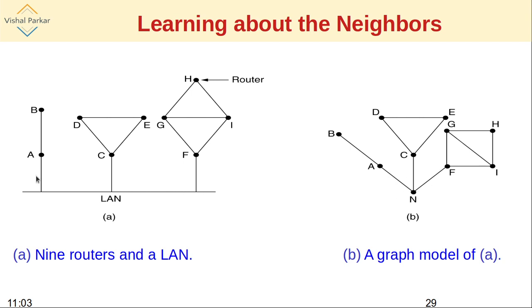So the graph model of this subnet is depicted in this diagram B. Here the LAN, which has many different physical lines, is simply modeled as a node, and that node will now be designated to one physical node in the network. So this is what is called learning about the neighbors. What are the neighbors and what are their network addresses? This is how each router, when it comes up, tries to know.